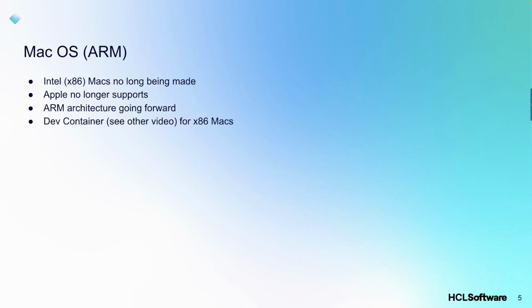This video in particular is for installing VoltScript and getting it configured for macOS in an ARM environment. That's the M1 through the M4 lines and any ones that come after that. Why? Well, Intel Macs are no longer being made. Apple no longer even supports Intel macOS. The ARM architecture seems to be the architecture of the future. That's where we're going to go.